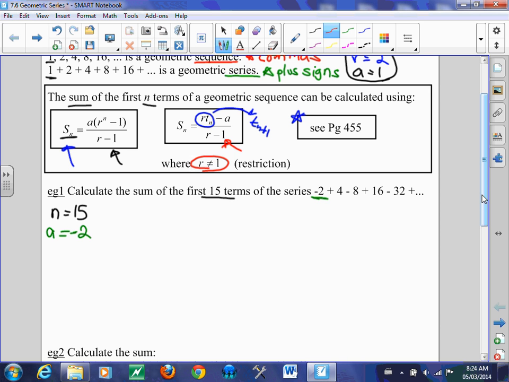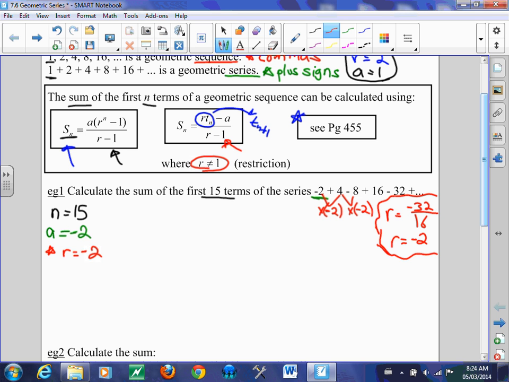Be careful here, class, when you notice that the signs flip from positive to negative. You're going to notice that every time we're going to multiply by -2. So in this case, our R, be careful with that one, R equals -2. If you're not sure, you can take the last value and divide by the one before it. So R equals -32 divided by 16. Plug it in your calculator and you'll get R equals -2. It's another way to look at it if you don't see the pattern.